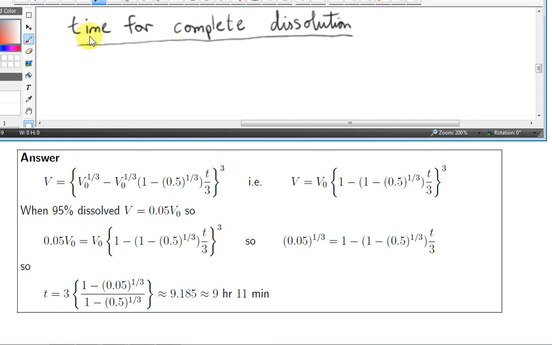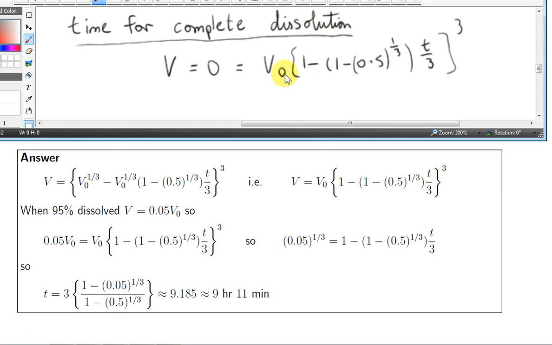Suppose we want to find out how long it takes for complete dissolution of the pill, for the pill to dissolve completely. Well, in that case we want V to equal 0. So we put 0 equal to all of this. Now the only way this can be 0 is if the thing inside the square brackets is 0, because obviously V0 is not 0.